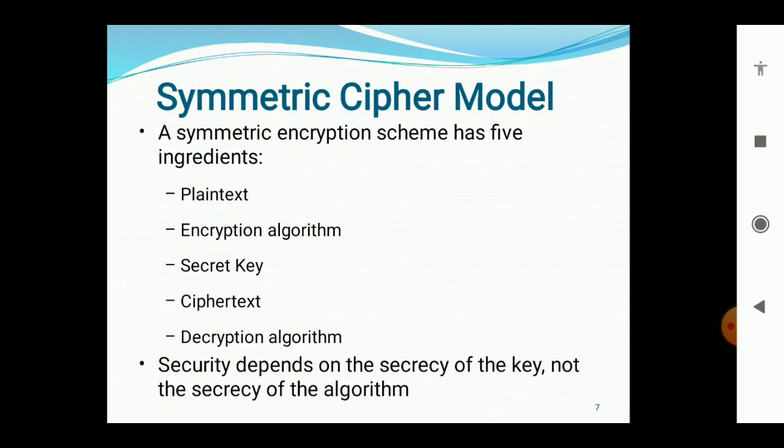Secret key: the secret key is also input to the encryption algorithm. The key is a value independent of the plain text and of the algorithm. The algorithm will produce a different output depending on the specific key being used at the time. The exact substitutions and transformations performed by the algorithm depend on the key. Ciphertext: this is the scrambled message produced as output.